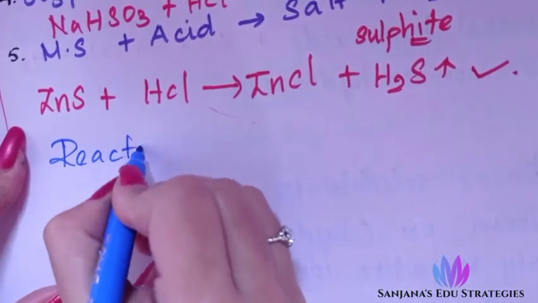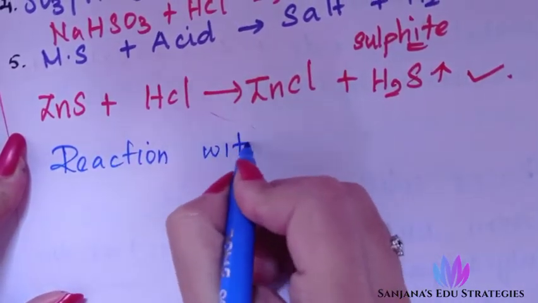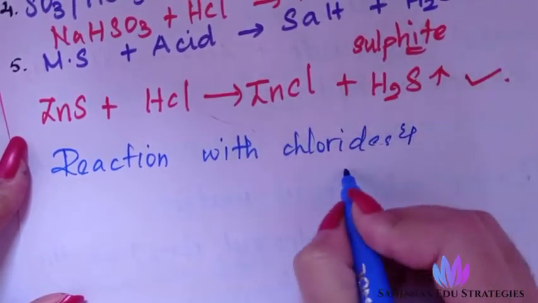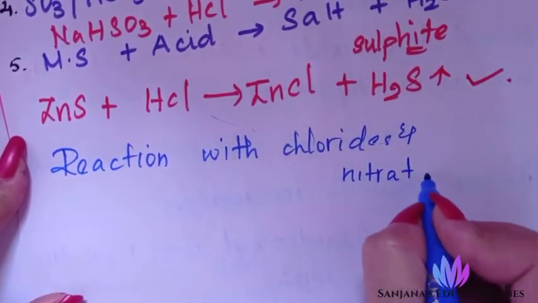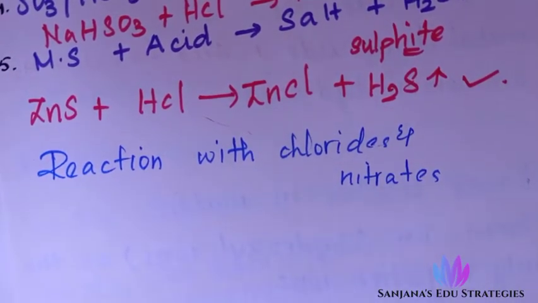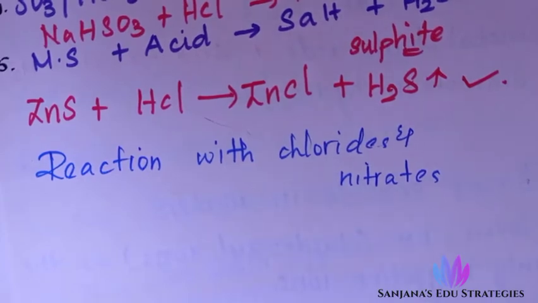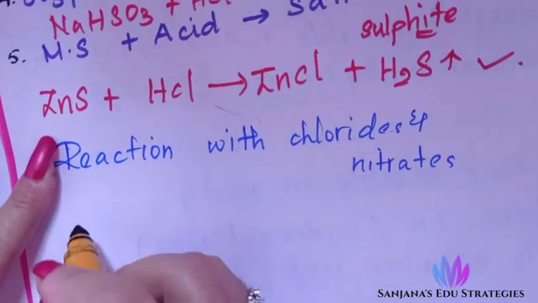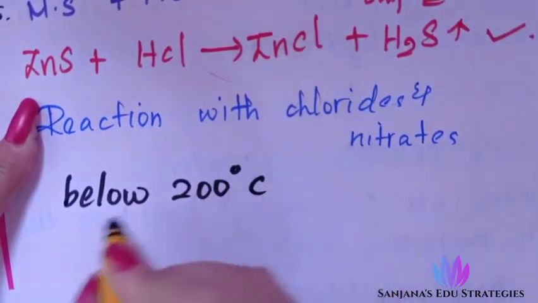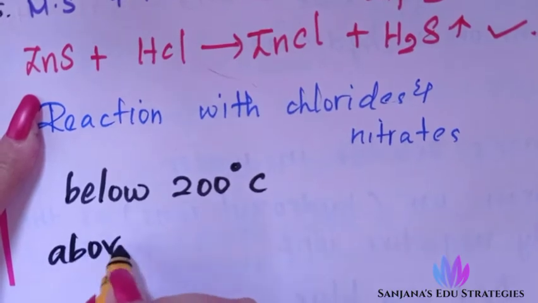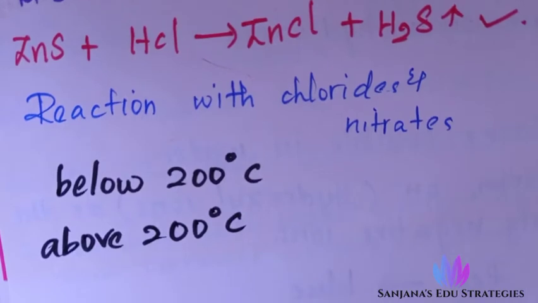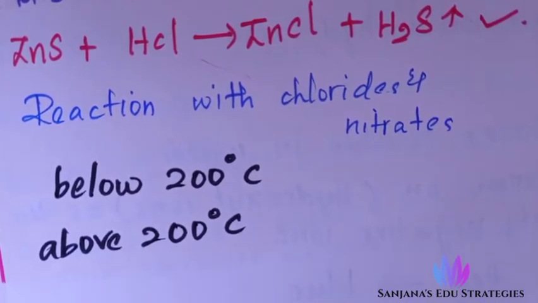Reaction with chlorides and nitrates. In this reaction you have to remember two conditions. One condition is below 200 degrees Celsius, and another condition is above 200 degrees Celsius.